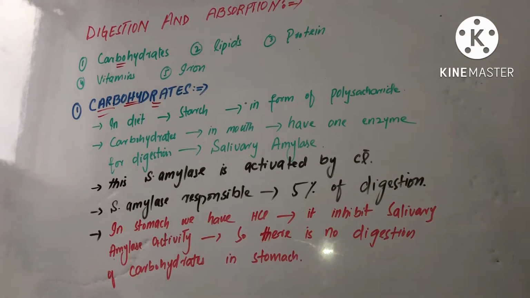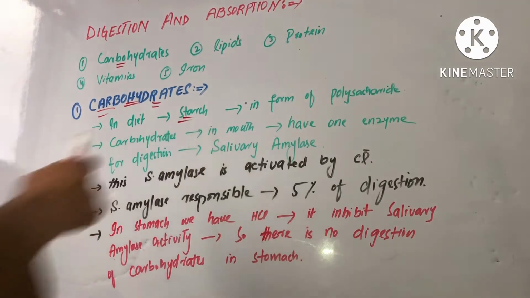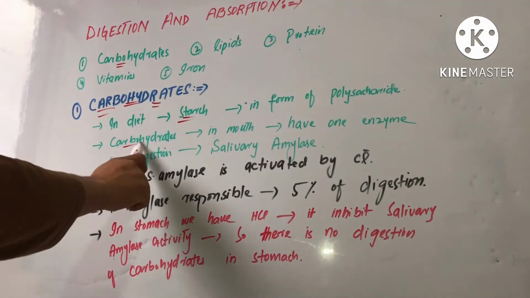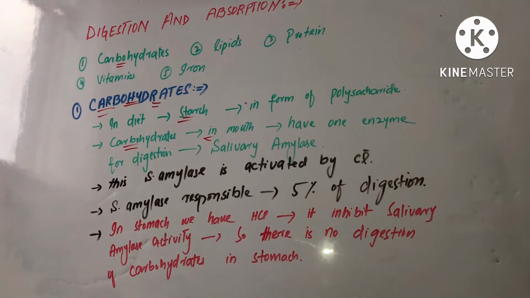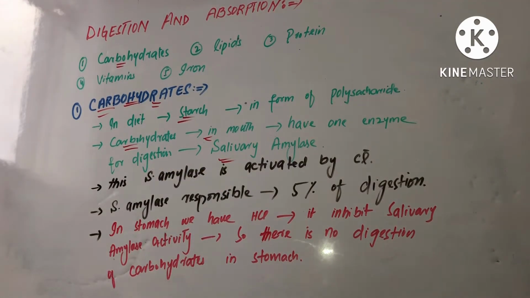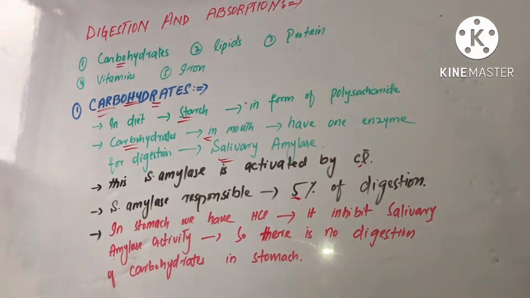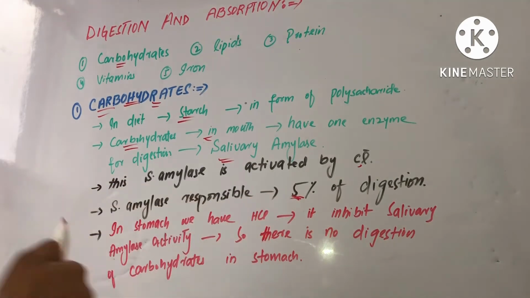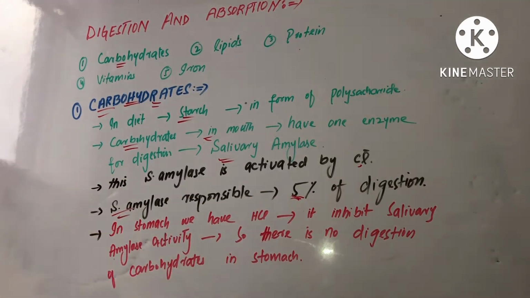In the diet, the carbohydrate is in the form of starch, which is a complex polysaccharide. When carbohydrate is in the mouth, we have one enzyme for its digestion, that is salivary amylase. The activity of salivary amylase is activated by the chloride ion. It is responsible for almost 5% of the digestion of carbohydrates. It means that out of 100% of the carbohydrate we have taken, 5% of its digestion occurs inside the mouth by the activity of the salivary amylase.